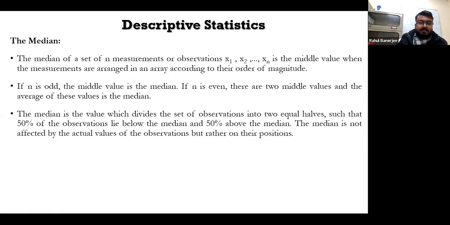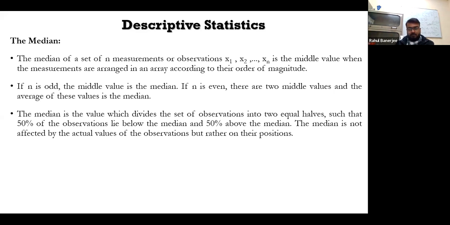Now after the mean, there is something known as the median. Generally, the median means the middlemost value of a distribution. And generally the median is calculated for those data where we do not have a quantitative value, or we have a qualitative value. So the median of a set of n measured observations, say x1, x2, ..., xn, is the middle value when the measurements are arranged in an array according to their order of magnitude.